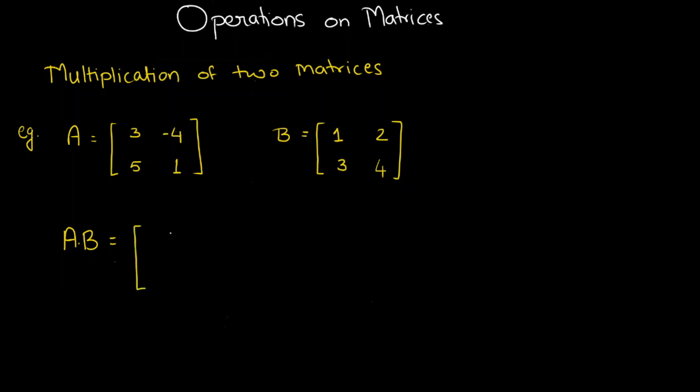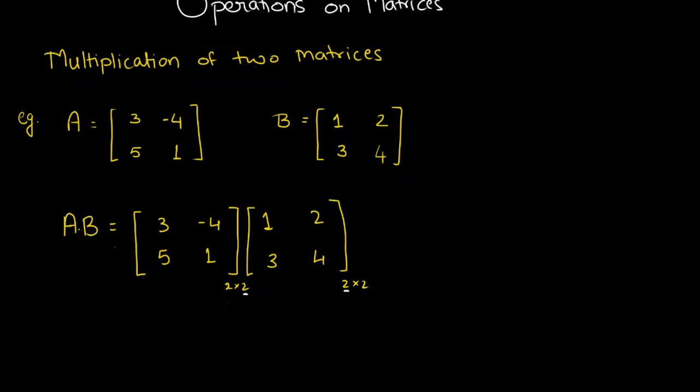Right. So now if I have to multiply matrix A into matrix B, which is basically A into B, I'll just write down matrix A first, which is 3, minus 4, 5, 1, and I have to multiply this by matrix B, which is 1, 2, 3, 4, right? Note one thing again, matrix A is a 2 by 2 matrix, matrix B also is a 2 by 2 matrix. So as you can notice, the number of columns in the first matrix, which is 2, is equal to the number of rows in the second matrix. So matrix multiplication will be possible.